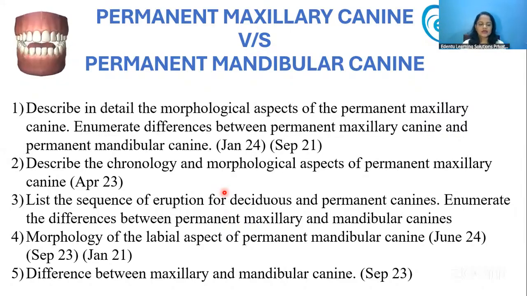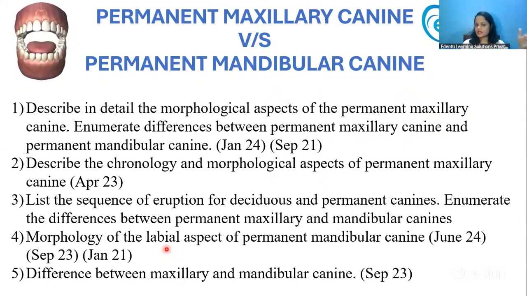And next, the question is: list the sequence of eruption for deciduous and permanent canines, and enumerate again the difference between the maxillary and mandibular canine. Now the next is a short note question. They had asked you to describe the morphology of only the labial aspect of the mandibular canine. So such questions can also be asked in the short note section.